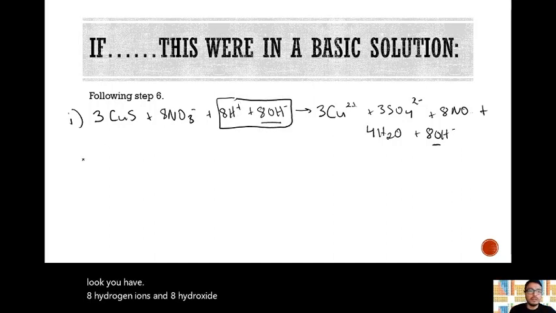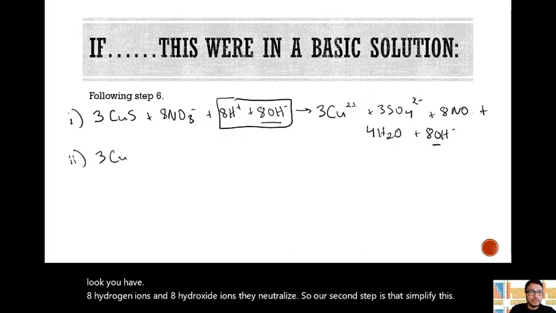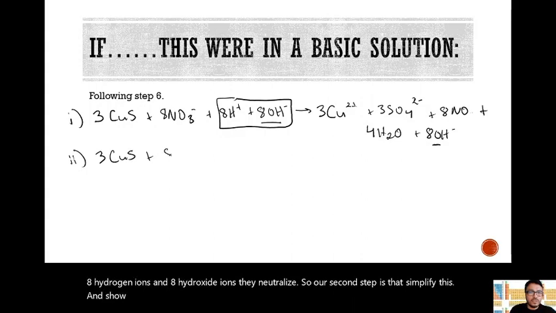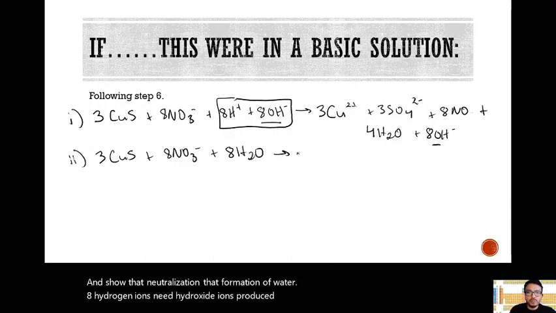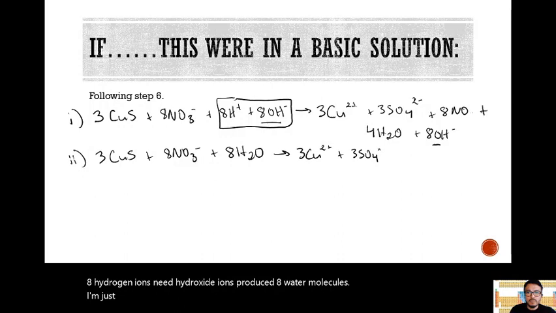They neutralize. So our second step is, let's simplify this, and show that neutralization, that formation of water. 8 hydrogen ions and 8 hydroxide ions produce 8 water molecules. I'm just rewriting now the rest of it.